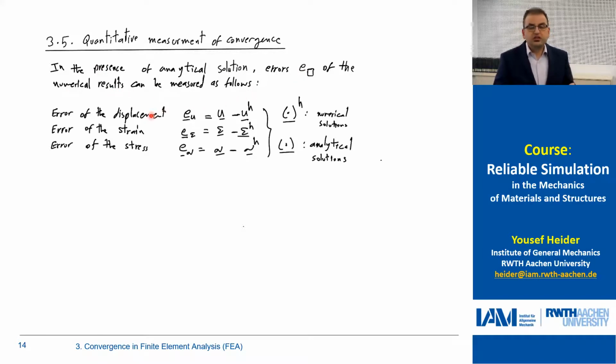So you can measure the errors in the displacement. If you have the analytical or correct solution minus the numerical solution, you would know this deviation between the true and the numerical. You can measure the errors in the strain, and you can measure the error in the stress. And you see here are the errors. In this case, this could be a vector, this could be a tensor, and this is a tensor because the displacement, strain, and stress are tensorial quantities.